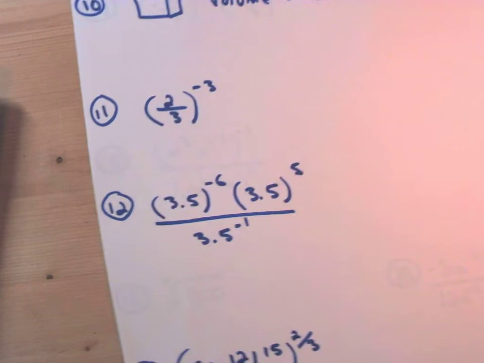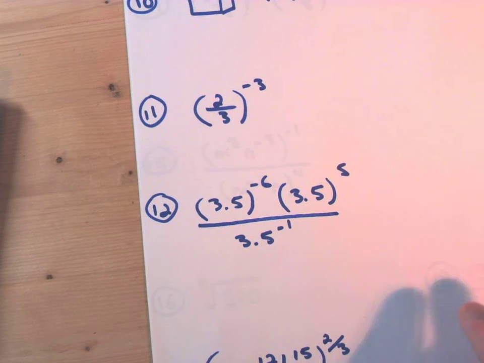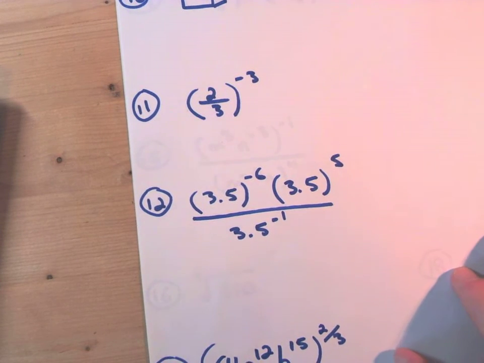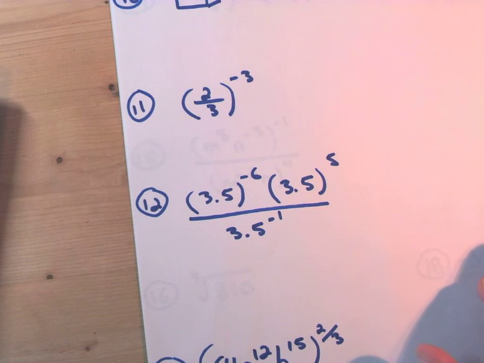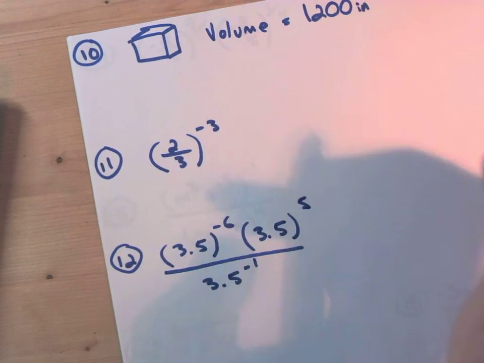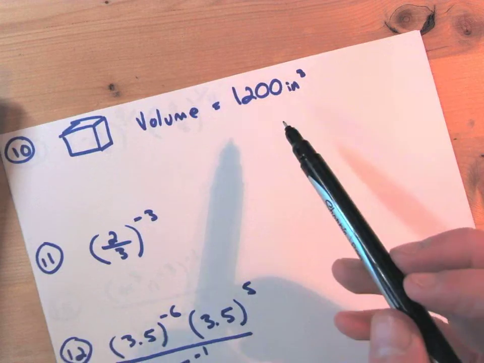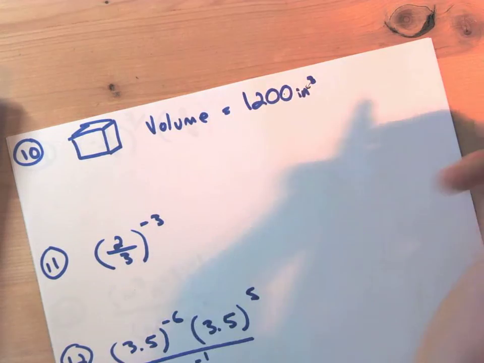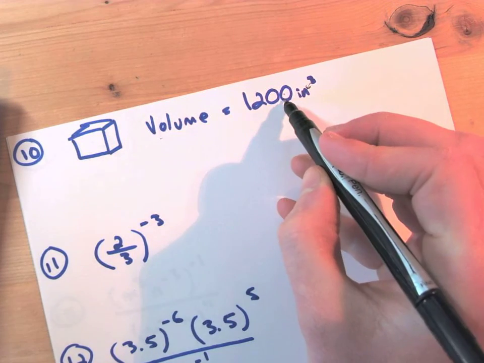All right, so number 10. It says a cube has a volume of 1200 cubic inches. So here it's saying write the edge length of the cube as a power. That has a lot of words to it, but it's actually not too bad of a question. This cube goes with the unit, not with the number. So our volume is just 1200.